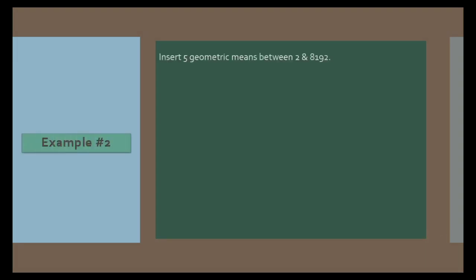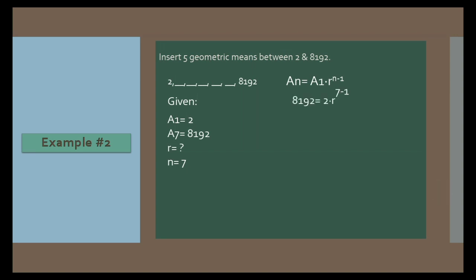Example number 2. Insert 5 geometric means between 2 and 8,192. Magiging ganito yung itsura niya. Ang ating mga given ay A1 is 2, A7 is 8,192, R is missing, and N is 7. Gagamitin ulit natin yung formula. So, 8,192 is equal to 2 times r raised to 7 minus 1. Magiging 8,192 is equal to 2 times r raised to 6.